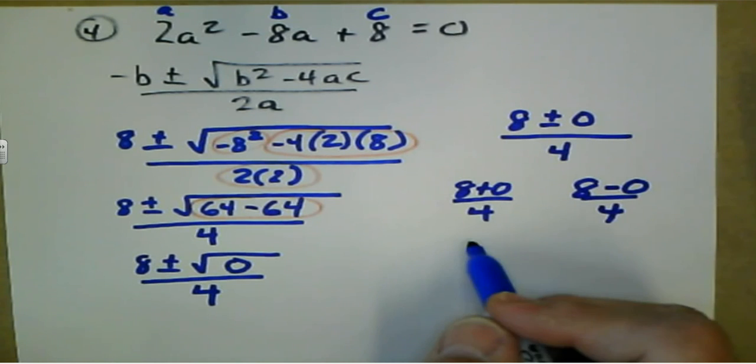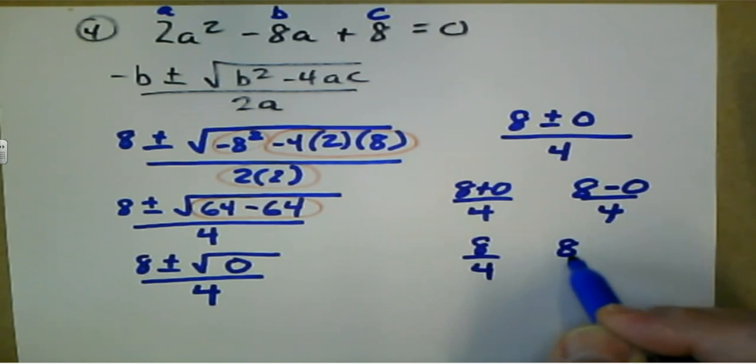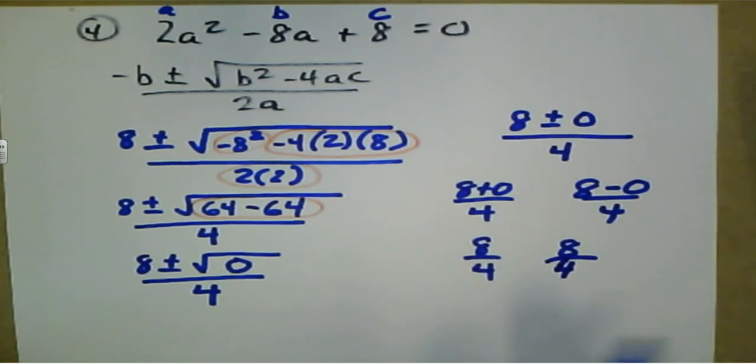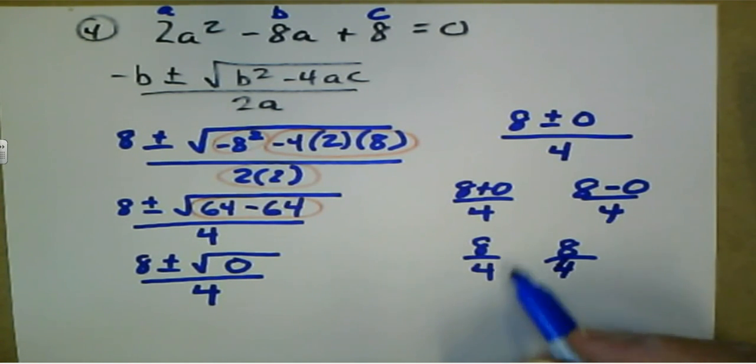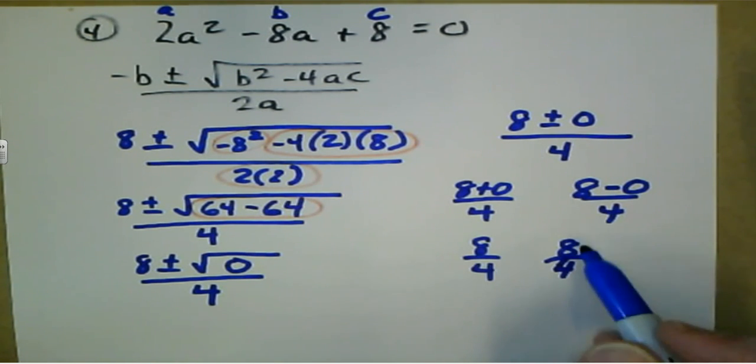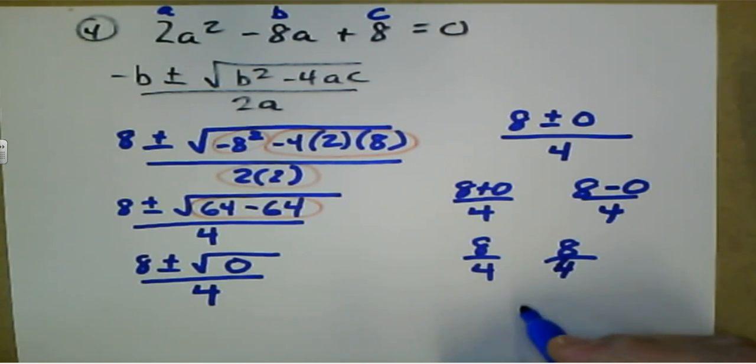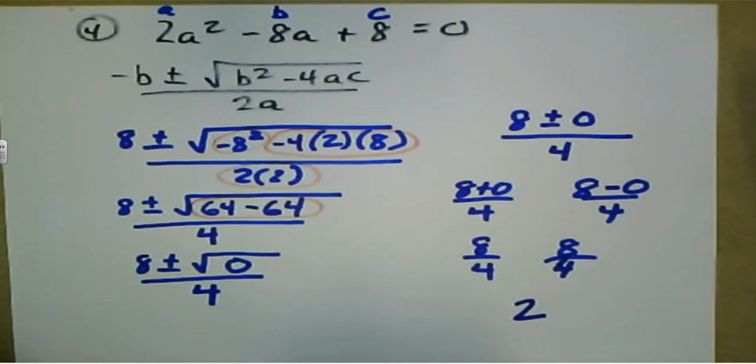Does it matter here? It's still 8 over 4, right? And 8 over 4? What's 8 divided by 4? 2. So since they're both 2, your answer is just 2.